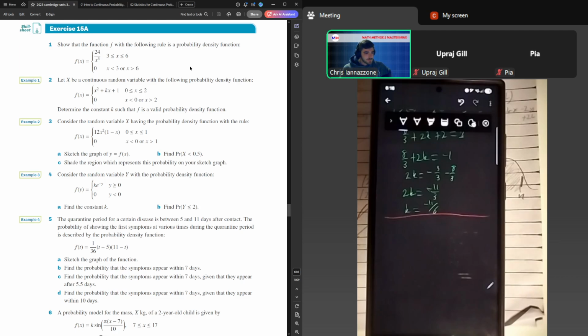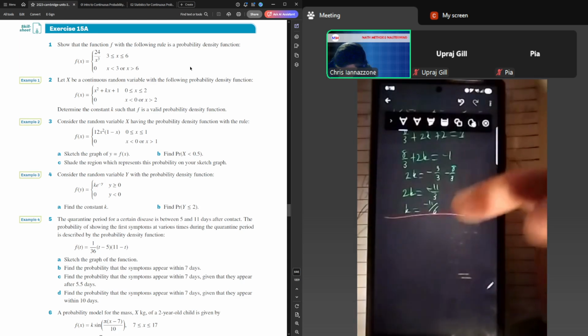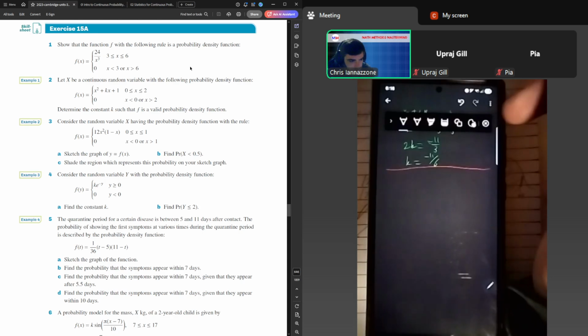Cool. Okay. So that's that one. Next one of interest would be to do 3b. So that's where you find the probability that x is less than 0.5. I'll start writing out the function. In the meantime, can someone tell me what we might do to achieve it?